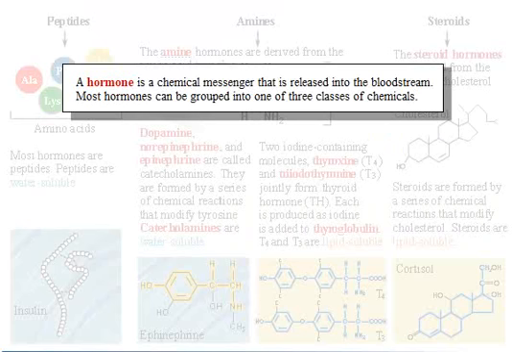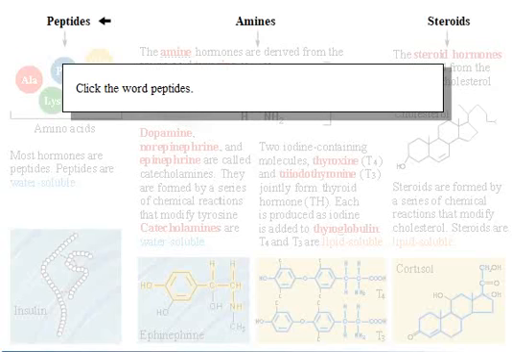Recall that a hormone is a chemical messenger that is released into the bloodstream. Most hormones can be grouped into one of three classes of chemicals: peptides, amines, and steroids. Click the word peptides.